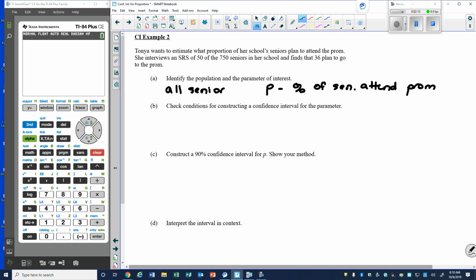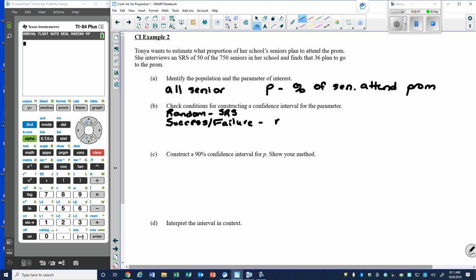So with anything dealing with proportions, there are a couple of conditions that have to check out in order for this to work. The first condition is we have to have randomness in our study. In this case, she did select a simple random sample from her school, so that condition checks out. You also have a condition called the success/failure condition that needs to be checked out.